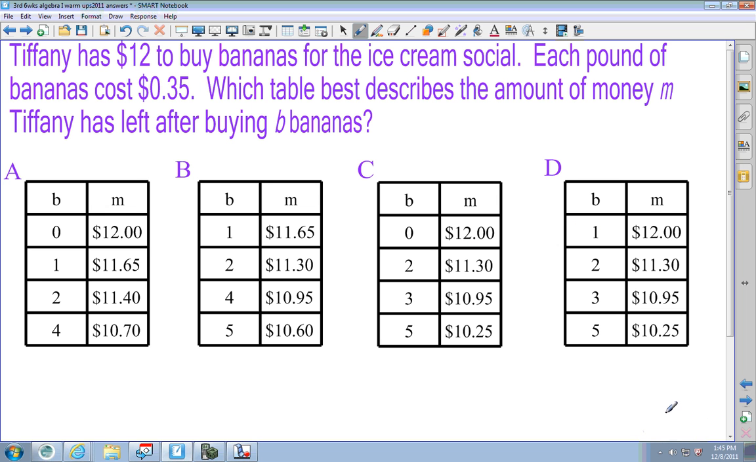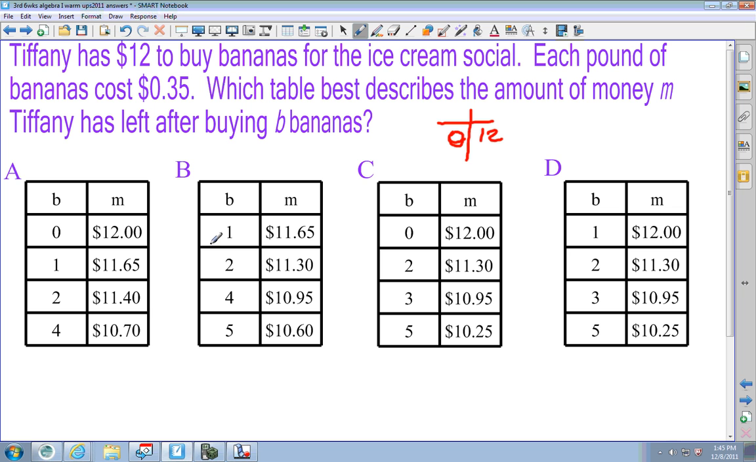Next one. Tiffany had $12 to buy bananas for an ice cream social. Each pound of bananas cost $0.35. What's the best way to describe the amount of money Tiffany has left? Well, I always start off with a table, and I know that at the very beginning, before she buys any bananas, it's going to be $12.